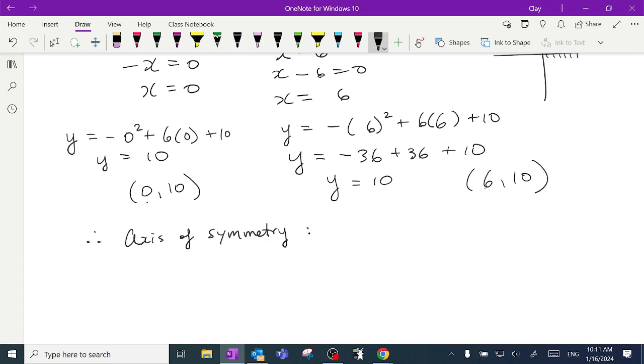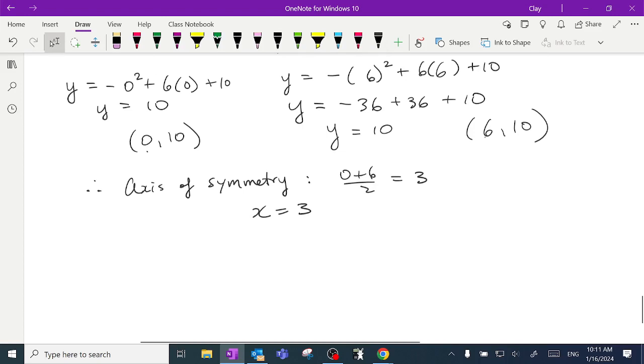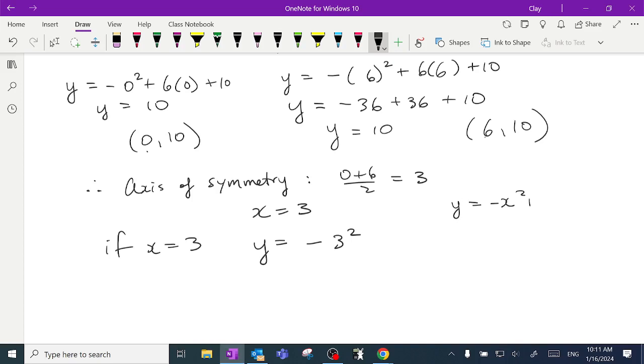But if you had numbers that were harder than that, what's the quick way to figure out the middle of two numbers again? Right, add them up and divide by 2. So there we go. The axis of symmetry is x equals 3. And then go back to the original equation, and if x equals 3, then y would equal negative 3 squared, right? Because remember, the original equation was y equals negative x squared plus 6x plus 10. So negative 3 squared plus 6 times 3 plus 10.